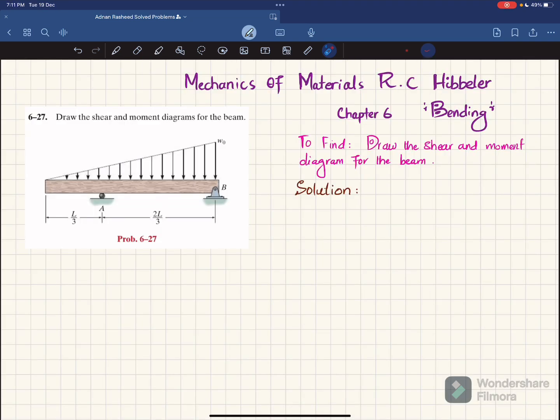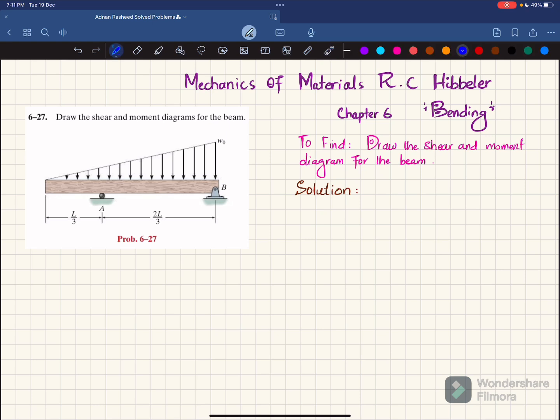Welcome back. Problem 6-27. This problem is taken from chapter number 6, that is bending, and the book name is Mechanics of Materials by R.C. Hibbeler. So the statement is: draw the shear and moment diagram for the beam. You can see this is an overhanging beam and there is a triangular load of magnitude W0 at this end. At this end load is 0. There is a roller support at A, and at point B we have a pin support. So you have to draw the shear and moment diagram for the beam.